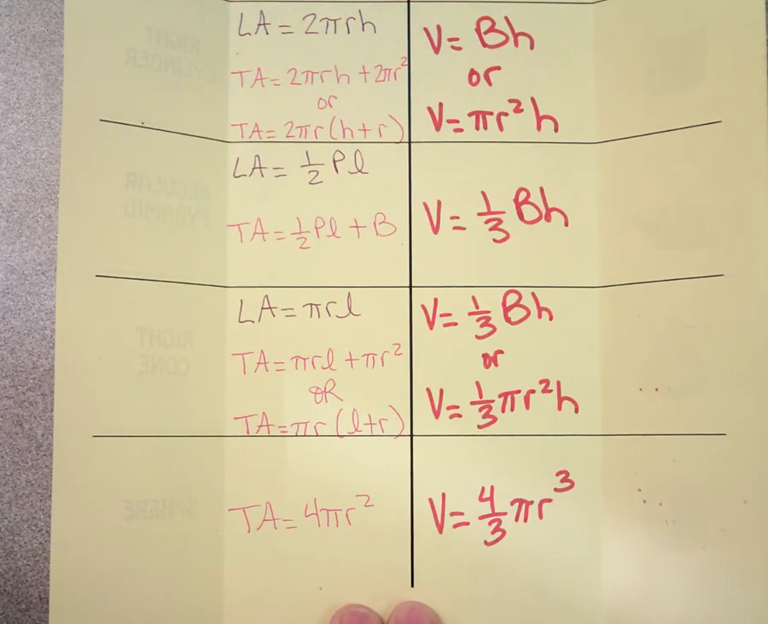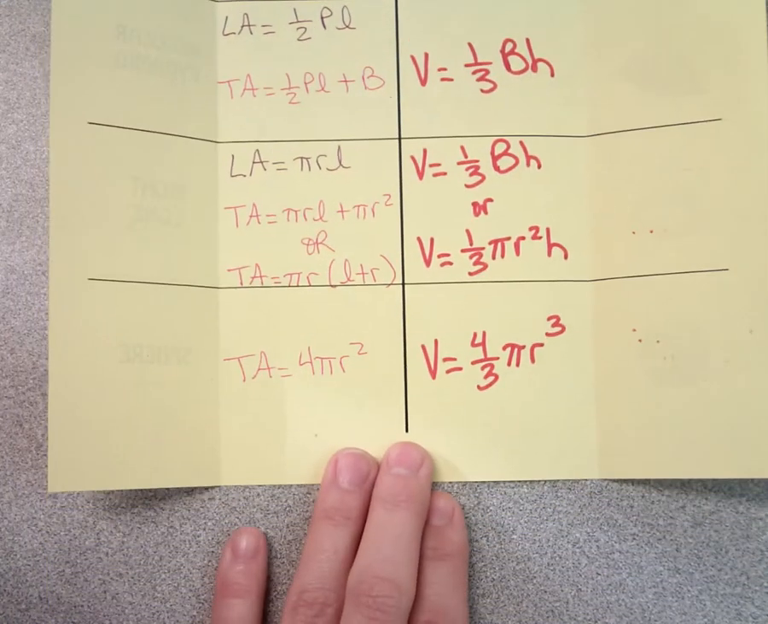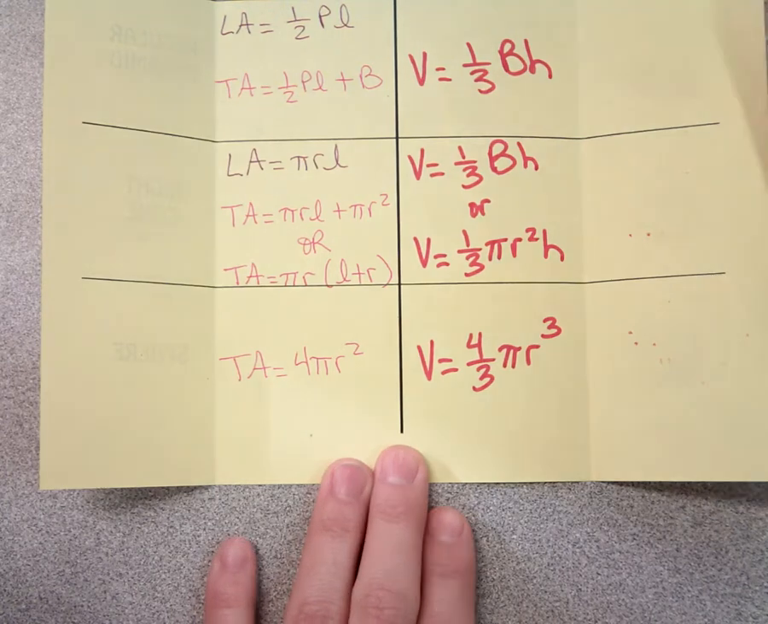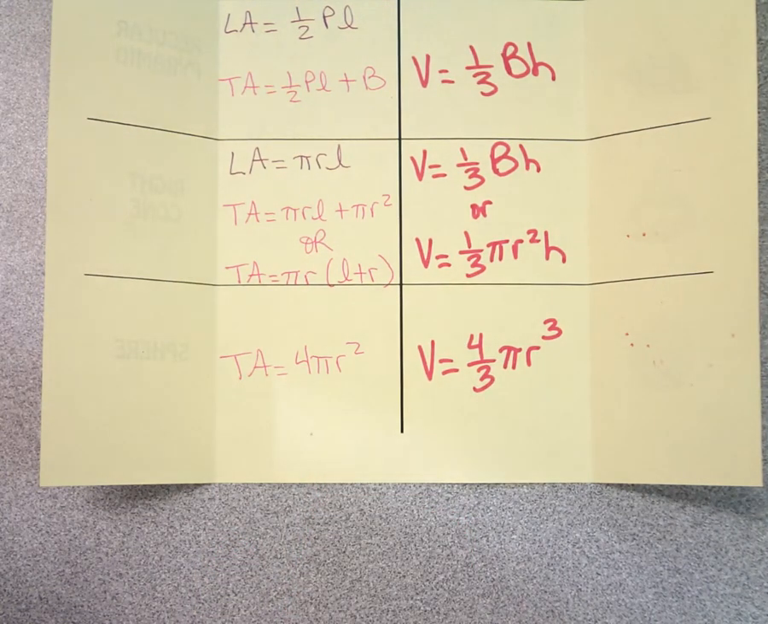What does the bottom line say? Oh, 4 pi r squared. And then 4/3 pi r cubed.